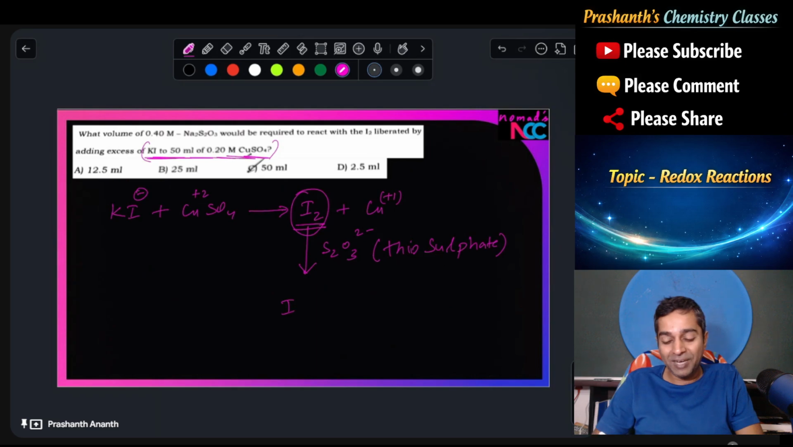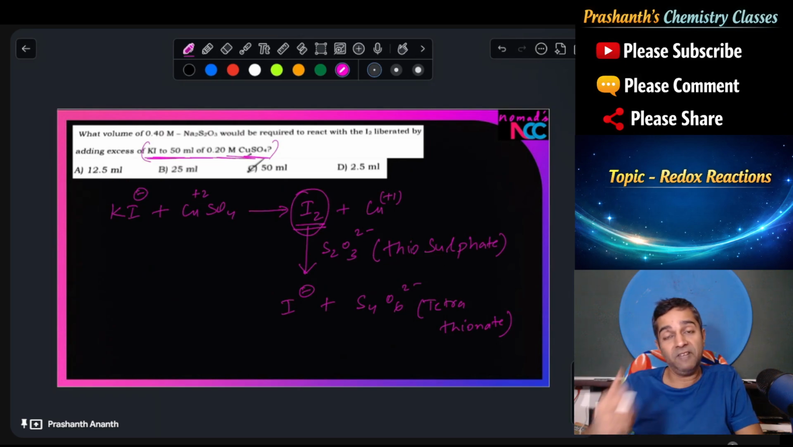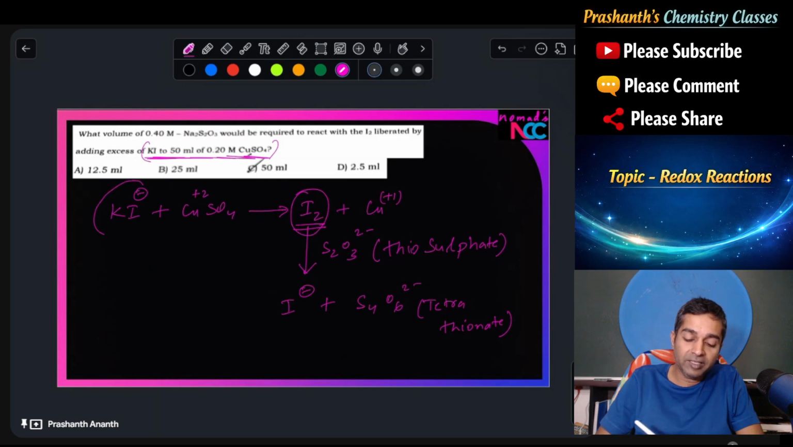Okay, now what is going to be the net reaction which happens? The I2 again becomes I-, and the thiosulfate ends up becoming S4O6 2-, which is called tetrathionate ion. And of course, you have a redox reaction happening over here. So the net thing which is happening is I- is converted into I2 in the first reaction, and then I2 gets converted back into I- in the second reaction.